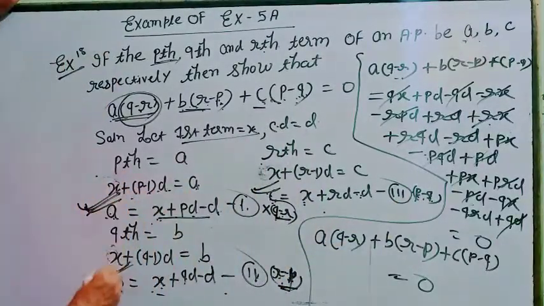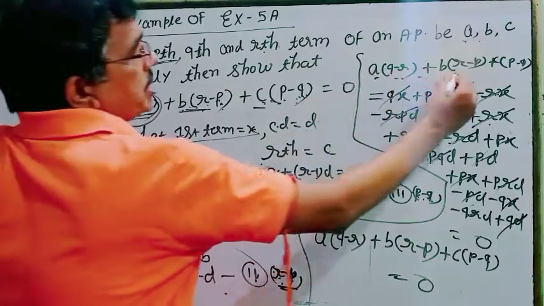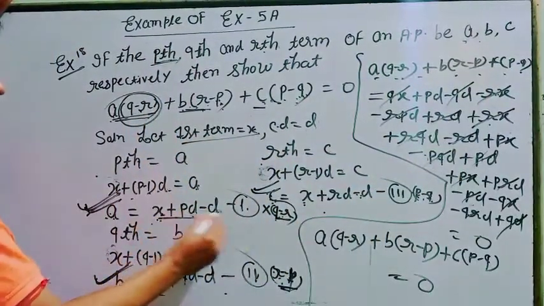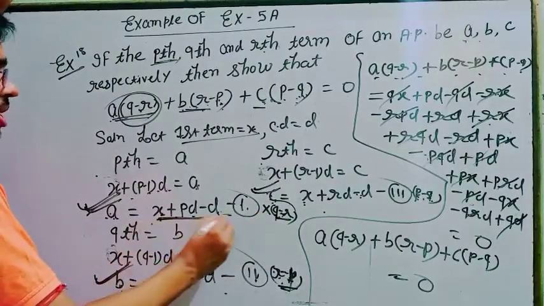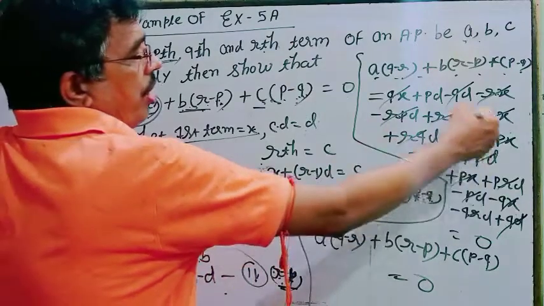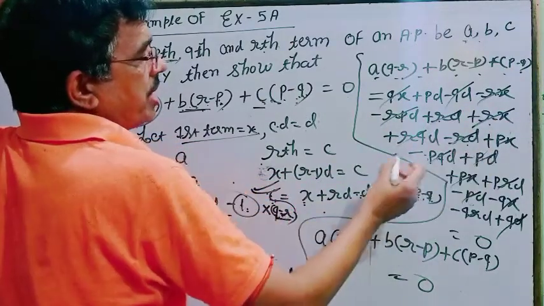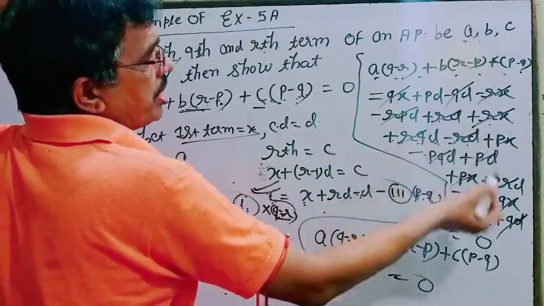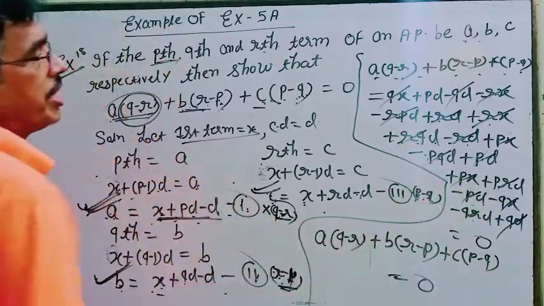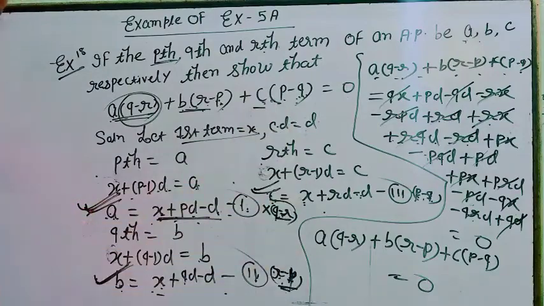LHS is one term, so we get a(q minus r), b(r minus p), and c(p minus q). But RHS has 3 terms multiplied by 2 terms, so at every step you get 6 terms and the total is 18 terms. And all are cancelled: here plus rd, here minus rd, here plus rqd, here minus rqd, and both are cancelled, and you get 0. So the solution will be 0.